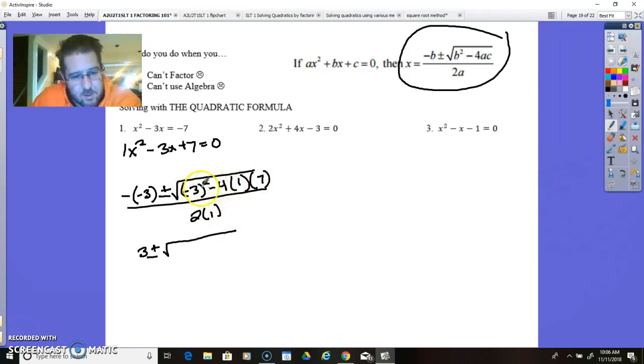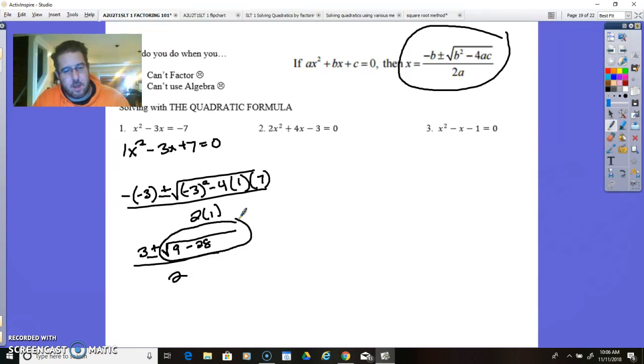This is called the discriminant, what's on the inside. Negative 3 squared is 9, negative 4 times 1 is negative 4, times 7 is negative 28. Now what I'm noticing here is that the discriminant, 9 minus 28, gives us a negative number, which means this question has no real solutions. Because there's no such thing as a square root of a negative, because no number times itself will ever be a negative. So anytime the discriminant, the portion inside the radical, is negative, it's going to have no real answers. If it's 0, it's going to have one real answer, and if it's any positive number, it's going to have 2 solutions.